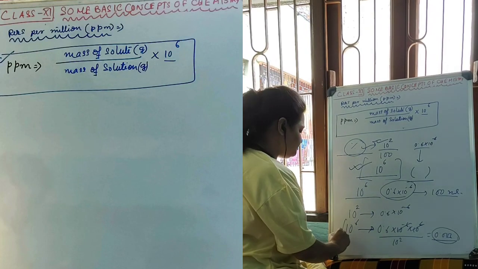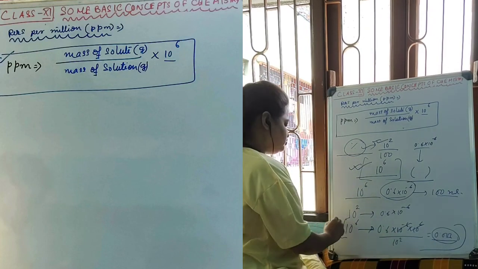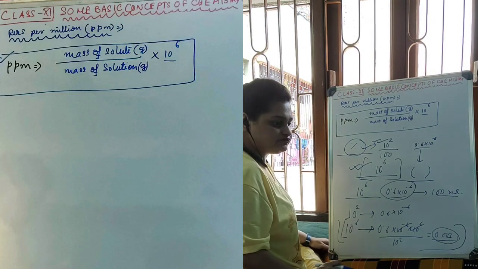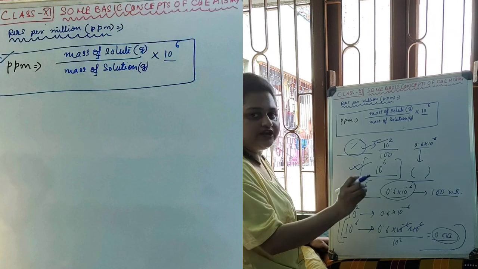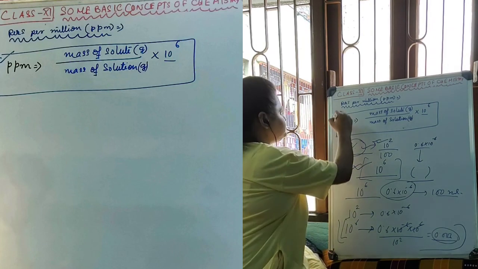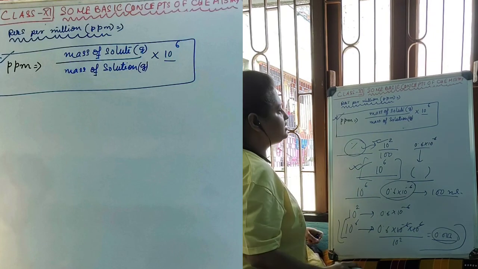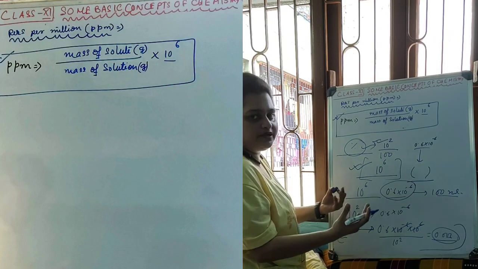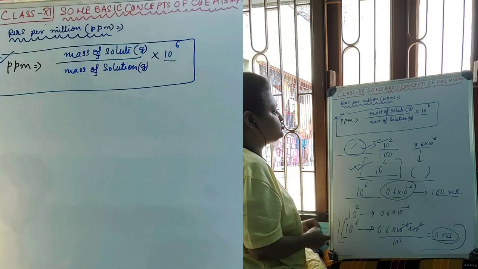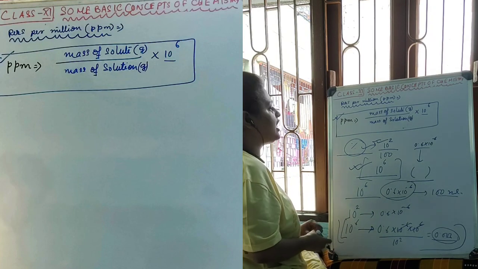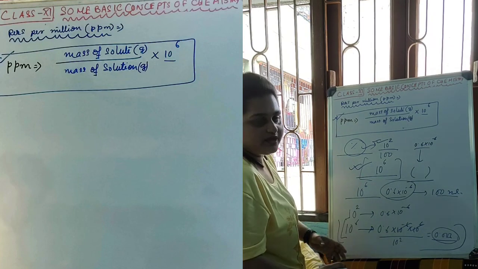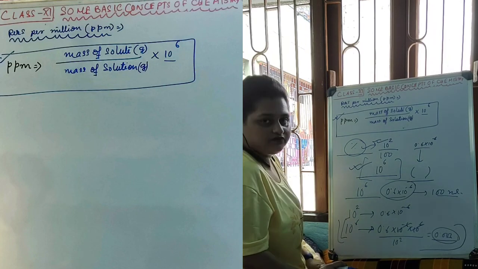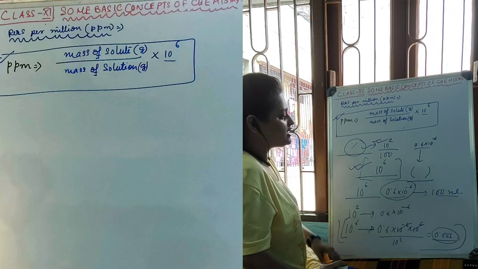That's why we need the ppm value for very dilute solutions, to represent the strength of solute in a very dilute solution. Then we use ppm. Most of our environmental studies are done in ppm, because in the environment the hazardous gases or hazardous components are found in very minute amounts. That's why the ppm term is used in those kinds of terms.